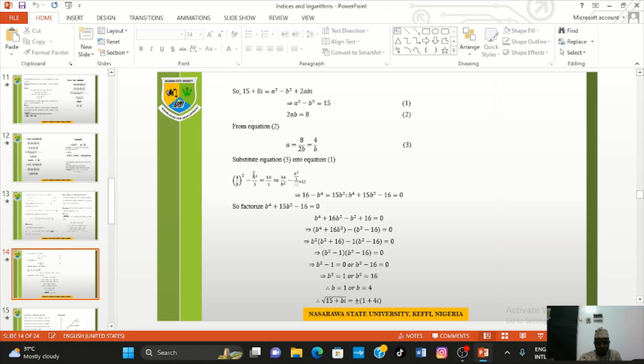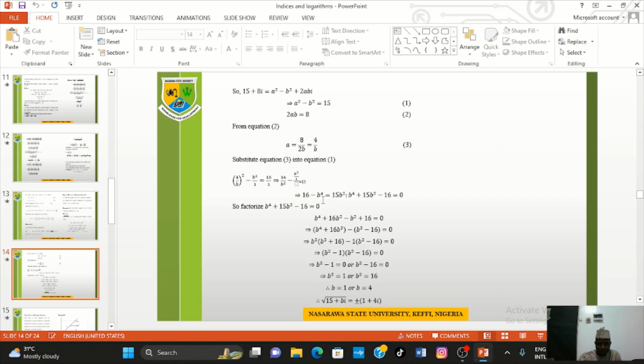1 times 16 gives us 16. So b squared divided by 1 gives us b squared. b squared times b squared gives us what? b to the power of 4. And that will be equal to 15. So you cross multiply, we now have 16 minus b raised to the power of 4 equals 15b raised to the power of 2.